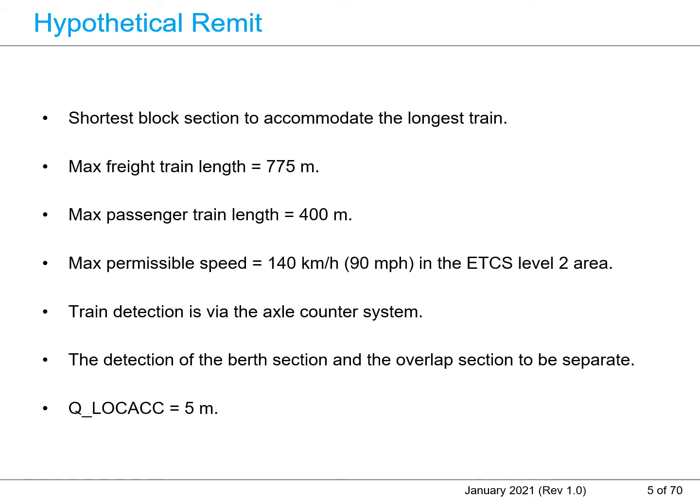The shortest block section is to accommodate the longest train. The maximum freight train length is 775 meters. The maximum passenger train length is 400 meters. The maximum permissible speed is 140 km per hour in the ETCS Level 2 area. The 90 miles per hour value will be used for deriving parameters in the code of practice, with the imperial units. The train detection is via the axle counter system. The detection of the berth section and the overlap section is to be separate. The accuracy of Eurobalise fitment location, Q-lock ACC, is 5 meters.